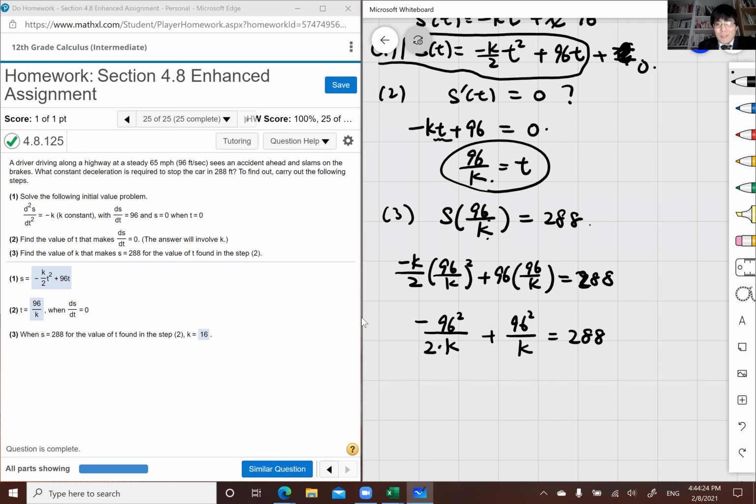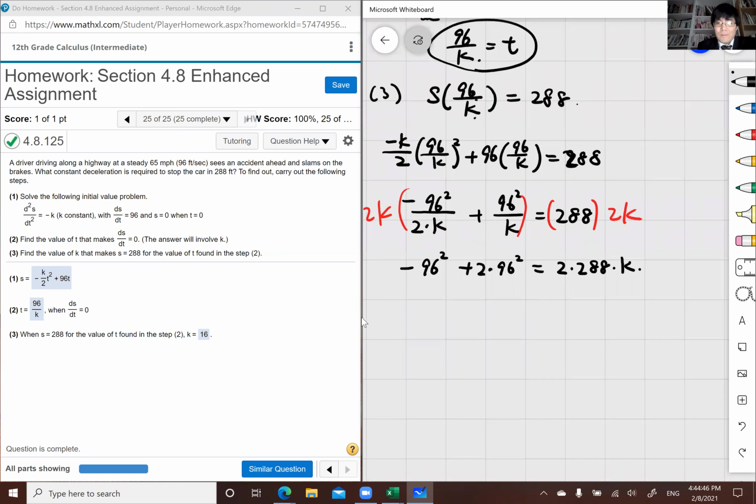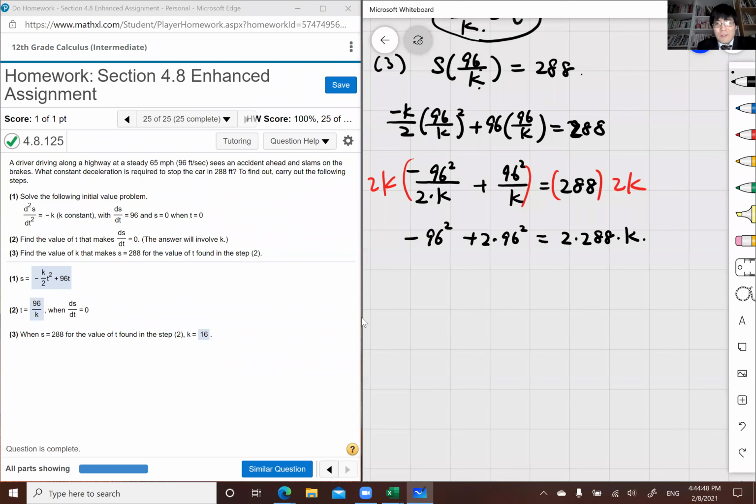Let's multiply both sides by 2k to eliminate fractions. So it's going to become negative 96 squared plus 2 times 96 squared is equal to 2 times 288 times k. This is like having 2 apples minus 1 apple, so it's going to be just 1 apple. So 96 squared is equal to 2 times 288 times k.